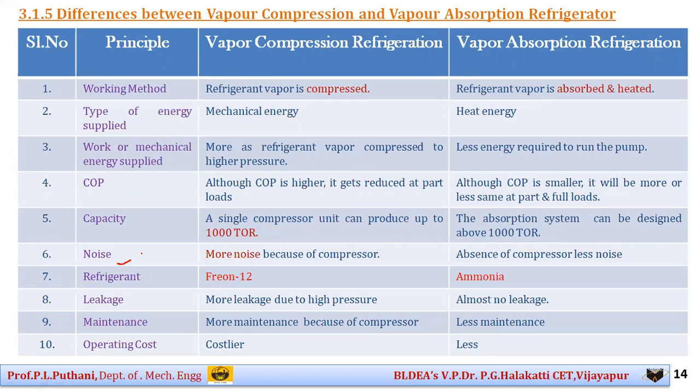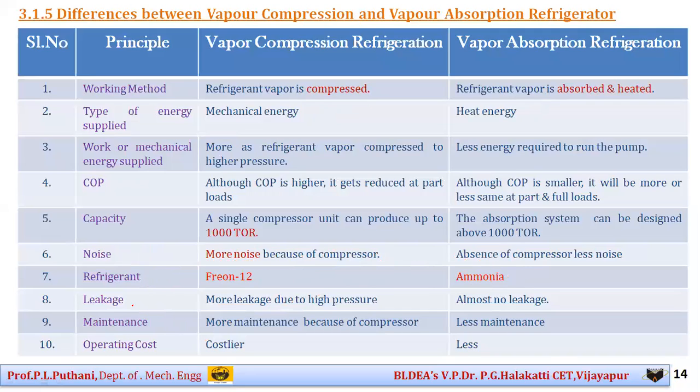Then regarding noise, as we know, the compressor used in a vapor compression refrigeration system consists of moving parts, so the formation of noise is very much, that is, more noise. Whereas in the VAR, there is no compressor, so you can say there is absence of noise or very, very little noise. Then refrigerant, students. For the VCR, the refrigerant used is Freon 12, whereas for the vapor absorption refrigerator, ammonia is used as refrigerant.